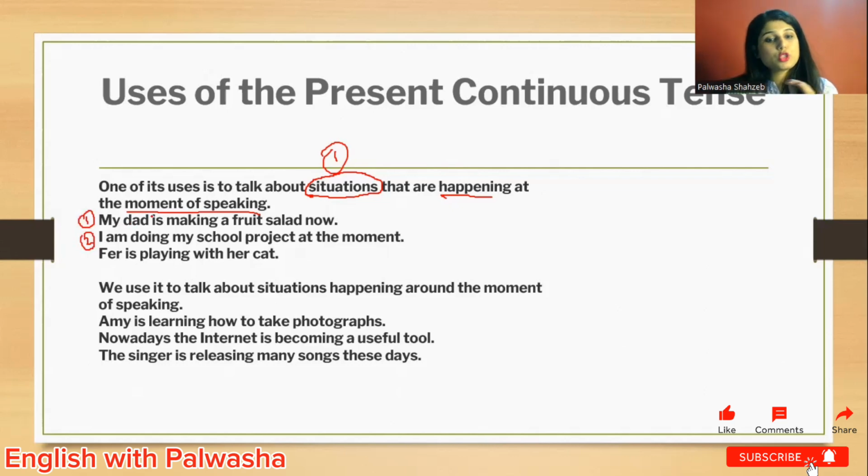Second is I am doing my school project at the moment. Am and doing, these two things make a present continuous tense. Fur is playing with her cat. Is is the helping verb, playing, ing is the additional thing. We got to know three examples of situations that are happening at the moment. Clear? This is the first possibility which we use, and the second possibility is we use it to talk about situations happening around the moment of speaking. Something which is happening around the moment of speaking, right?